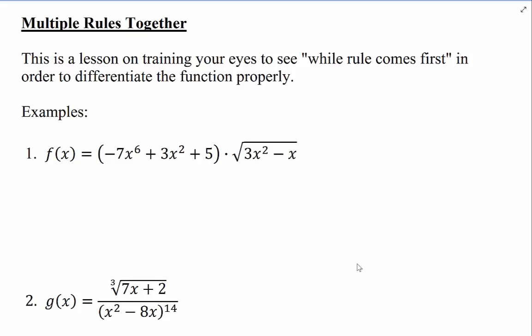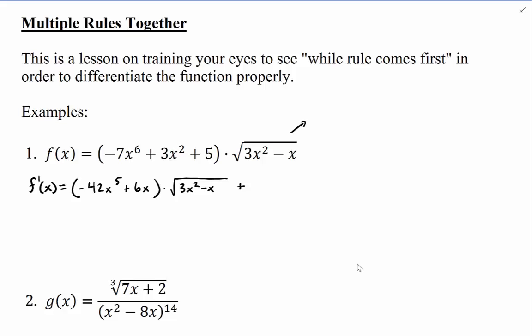If we look at this first example, I can see that I have a function multiplied by another function, and so that tells me that this is a product rule first. So I'm going to take the derivative of the first function using the product rule, which says to do that. That's negative 42x to the 5 plus 6x. And then that gets multiplied by the second function as is. And then plus. Now the product rule says to take the derivative of the second function.